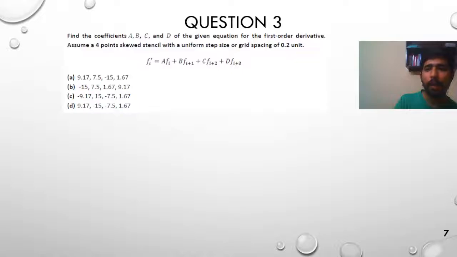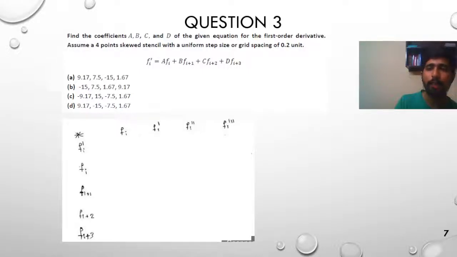Let us move on to the next question. This is also a similar question, but with more complexity, I would say. We have to follow a similar approach here, that we construct a Taylor table first. Now we have I plus 1, I plus 2, I plus 3, so we have four stencil points. That is why we need four unknowns here, and four unknowns lead to four columns. That is the main reason.